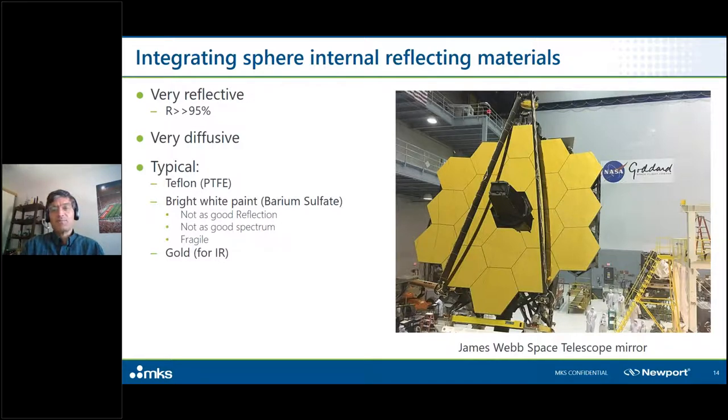We didn't have any pictures of integrating sphere materials that were too exciting, so we just thought we'd use this picture of the James Webb Space Telescope. It's an IR telescope, and you can see these little gold hexagons there that make up the telescope. So gold is a common reflective material for infrared, and it's used very commonly in integrating spheres for infrared sources.